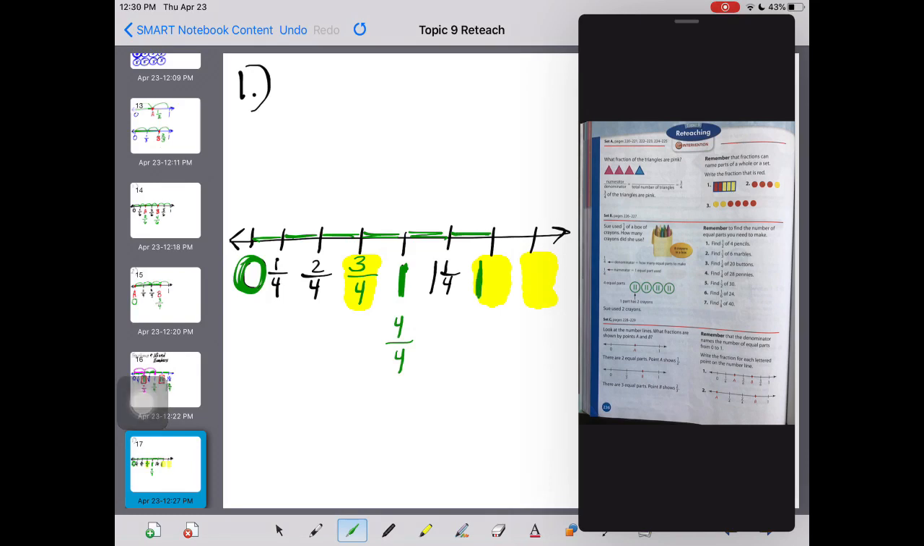Continue on 1 more part. We still have our 1 whole that we did, but now we've gone 2 out of the 4, 2 fourths. And continue on another part. And we have our 1 whole plus 3 out of the 4, 3 fourths.